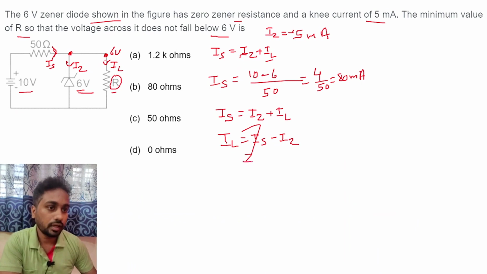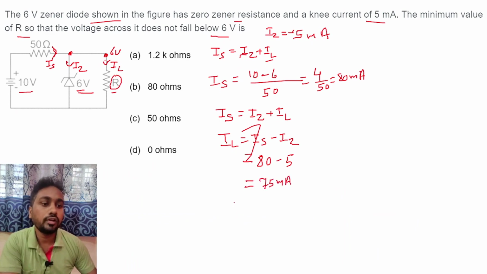IS is what? IS equals 80 milliampere minus IZ. How much is IZ? The Zener current is 5 milliampere. So this is equal to 75 milliampere. Okay, now we know the IL value also.